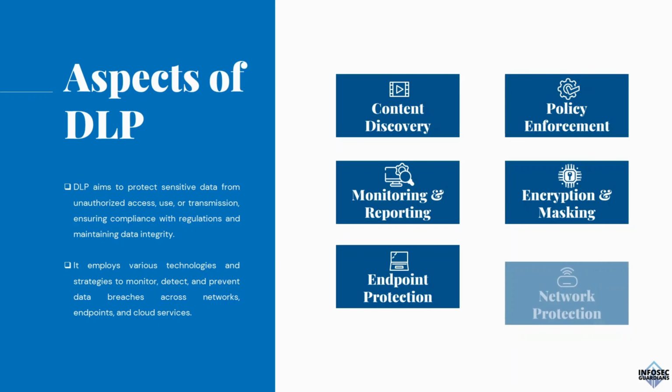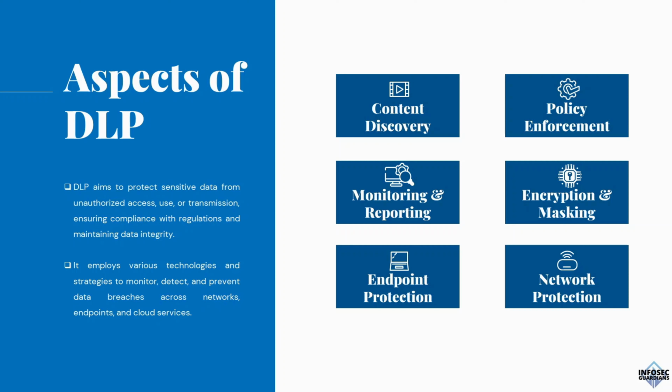Network protection. DLP solutions can monitor and control data flows across the network, including email, web traffic, and file transfers. For example, a large corporation might use DLP to monitor outgoing emails for sensitive information, such as trade secrets or intellectual property. If the DLP solution detects any unauthorized attempts to send this information, it can block the email and alert the sender.